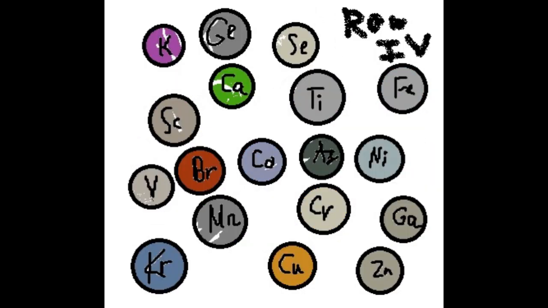The fourth row has way more elements, so I'll speed run here. Potassium and calcium explode when placed in water. Elements in column 1 except for hydrogen are alkali metals, and column 2 are alkaline earth. Elements 21 to 30, scandium to zinc, are the transition metals in row 4.